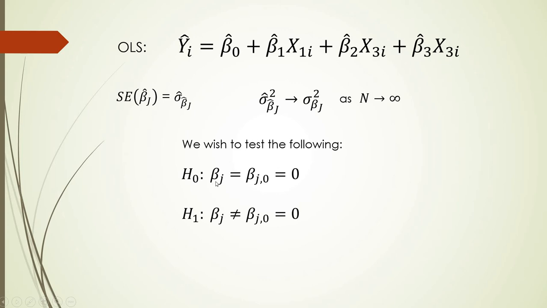Whether, for example, beta 1 in population is equal to a hypothetical value of beta 1 in population, which is 0. Alternative hypothesis is claiming the opposite, and if we accept the null, then we can say that, for example, for beta 1, x1 variable is not statistically significant. But if we reject the null and accept the alternative hypothesis, then we will say that x1 is significantly influencing y hat, our dependent variable, because beta 1 in population is statistically significant.